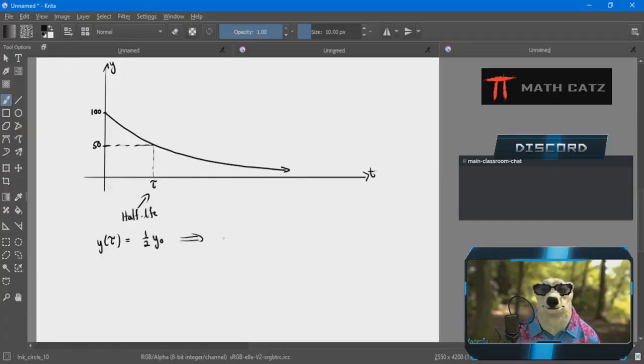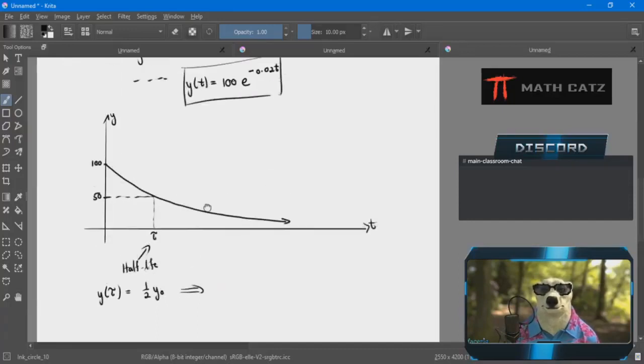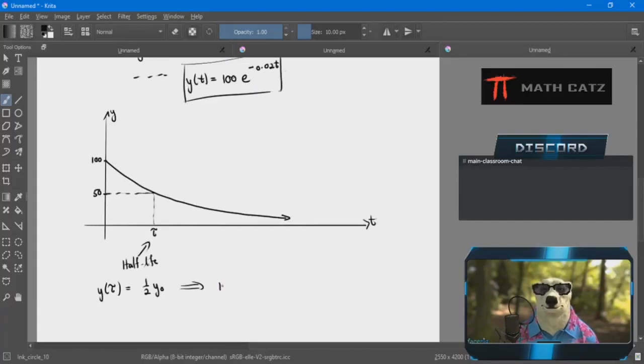Which means that if I go into my function up there and plug in tau, I don't necessarily know what I start with. I could start with 100. I could start with any amount. y0 times e to the negative 0.02 tau equals one half y0. I wanted to show a y0 because you see you can divide on both sides by y0, and it actually doesn't matter if I started with 100 or 1,000 or very little. It's completely independent.